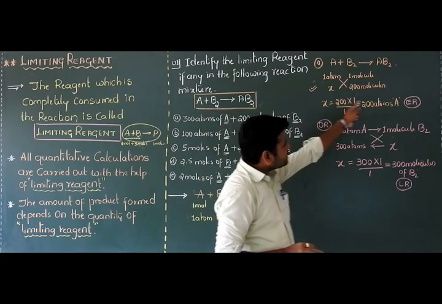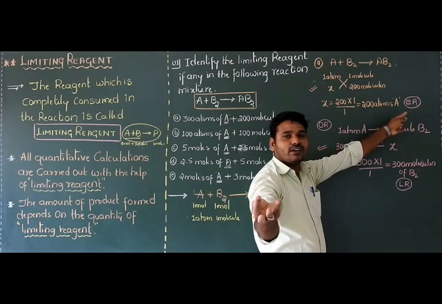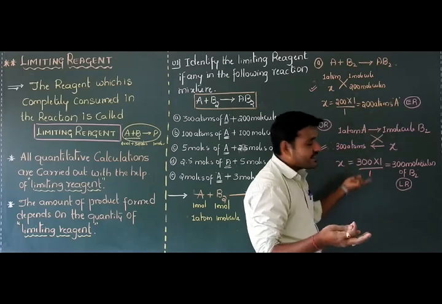If A acts as excess reagent, the other substance is called the limiting reagent. No need to calculate the second one.